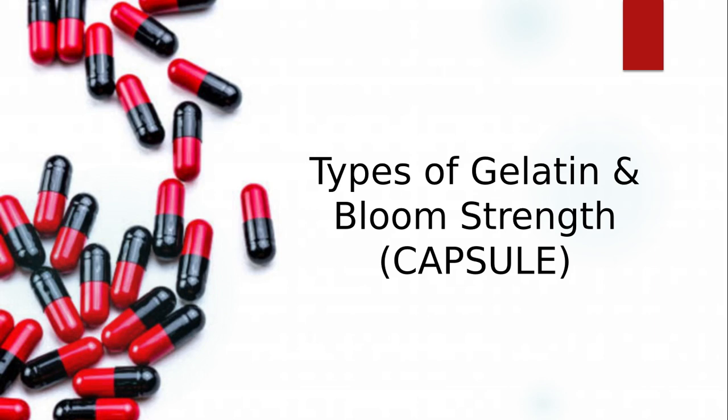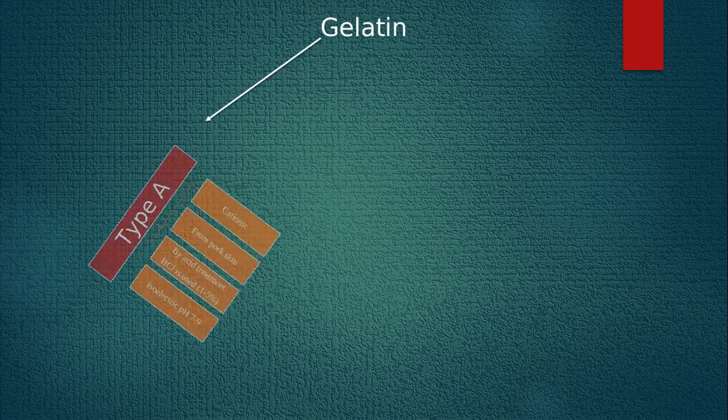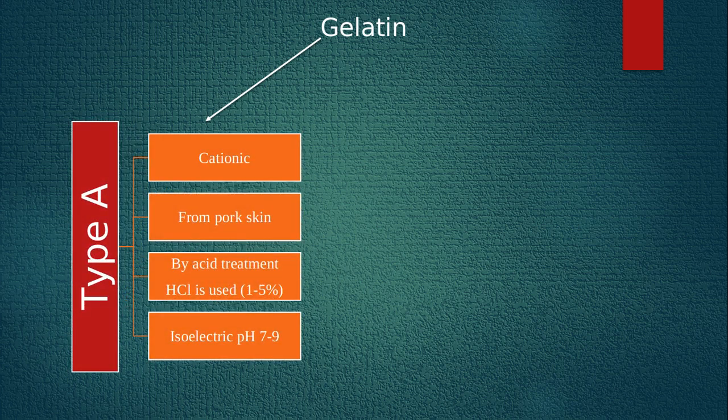First one is type A. Type A is cationic, means it bears a positive charge. It is obtained from pork skin. From pork skin, it is obtained by acid treatment, means HCl is used in 1 to 5% concentration. Then its isoelectric pH ranges from 7 to 9. This is all about type A.